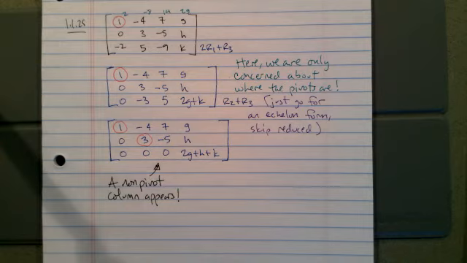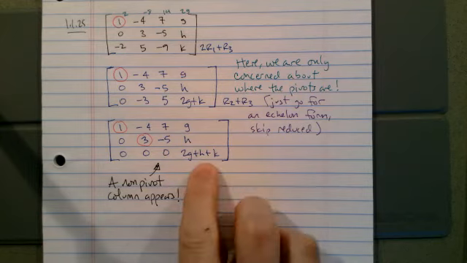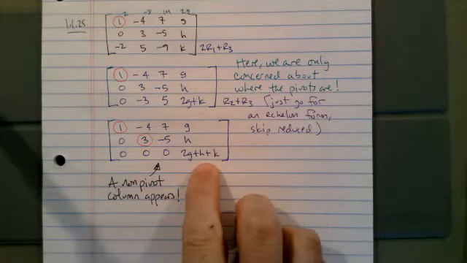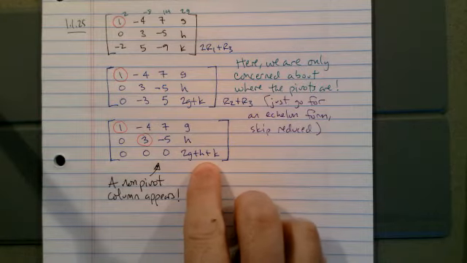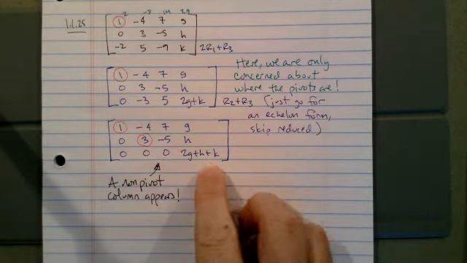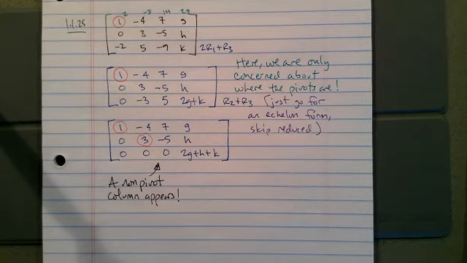So if this is going to be the augmented matrix of a consistent system, then we cannot have a pivot here, in the third row, fourth column. That means 2g plus h plus k must equal 0. Otherwise, the associated linear system will be inconsistent. So the associated linear system is consistent only when 2g plus h plus k is equal to 0.